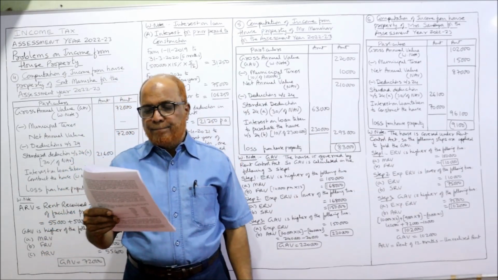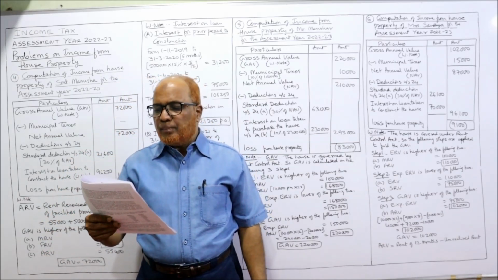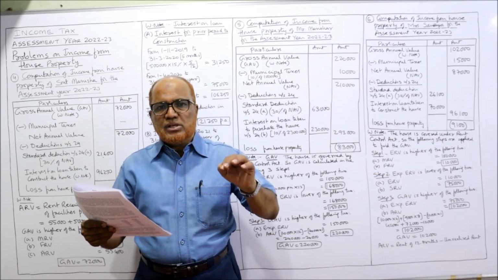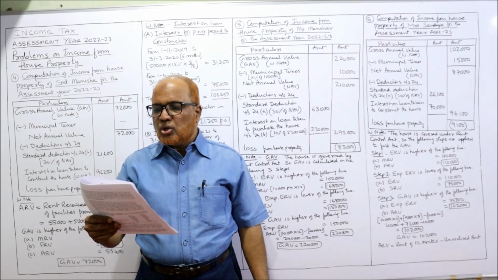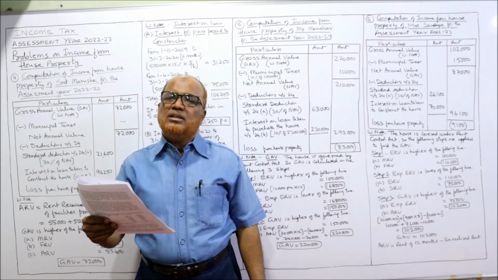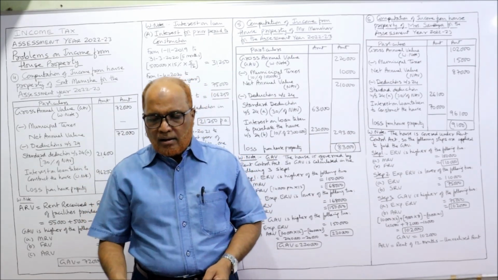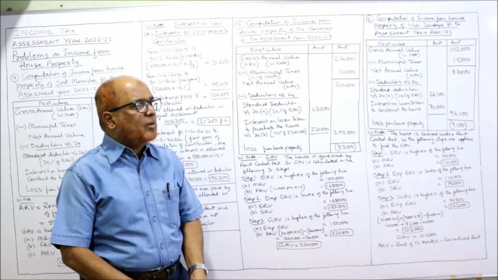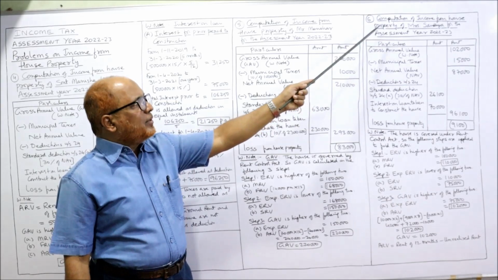Deduct 10,000. Then expenses incurred during the previous year, repair 8,000, ignore. Municipal tax of 15,000, allowed. And interest on loan taken to construct the house, 70,000, allowed. Calculate the income from house property. That's it. Easy problem. Computation of income from house property of Mrs. Sandhya for the assessment year.